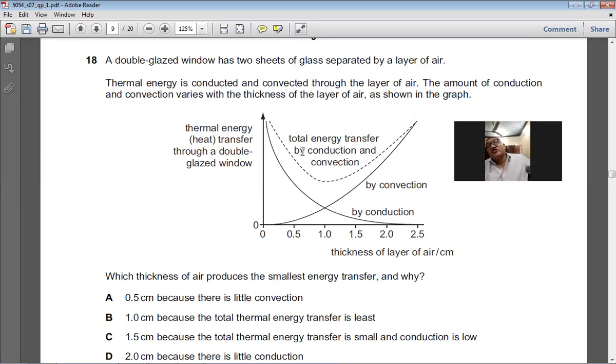So this is the total energy transfer by conduction and convection. So at this point, you have a downward curve, then an upward curve. So this is the main point here.